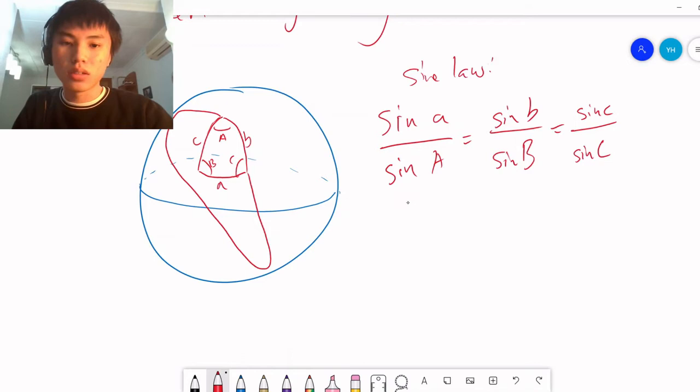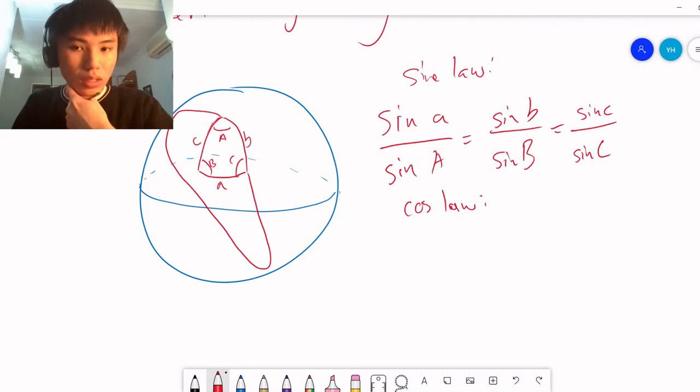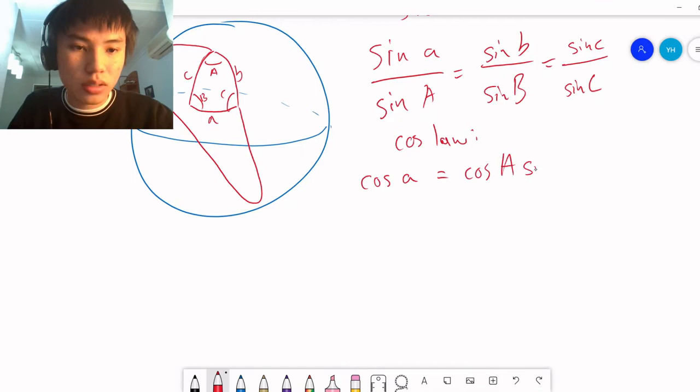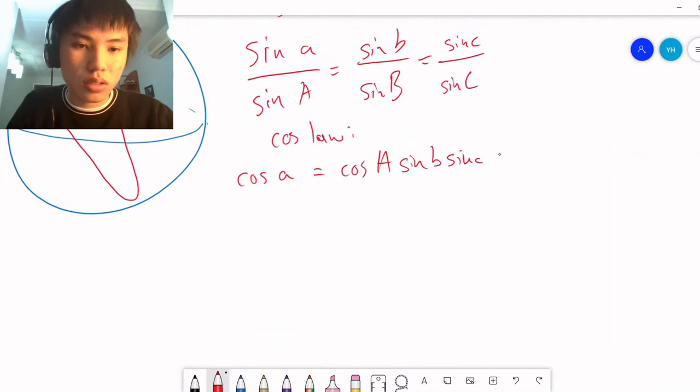The cosine law is going to be cosine of a is equal to cosine of A, then sine b sine c, small b and small c, plus cosine of b plus cosine c, sorry, small c.